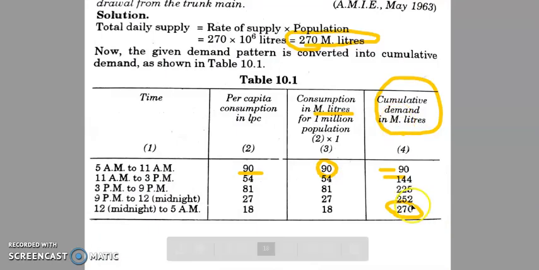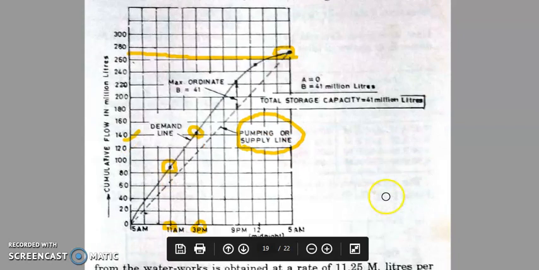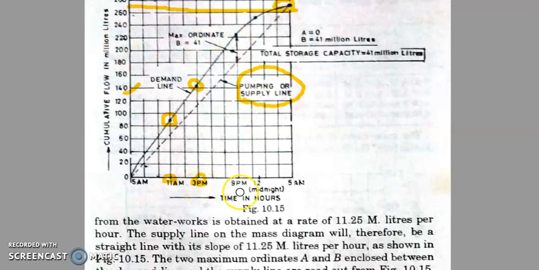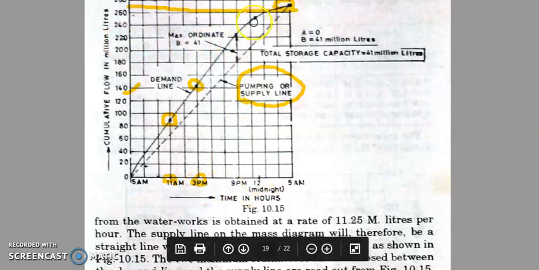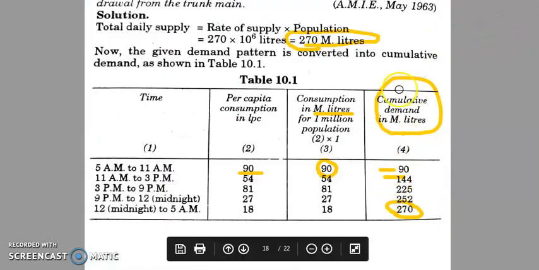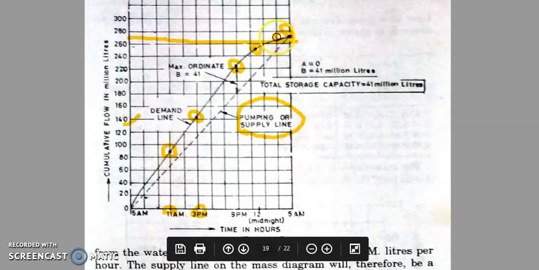Right. Next is 225, 252. Right, 225. 220 is here. That is in between 3 p.m. to 12. So here, sorry, 3 p.m. to 9 p.m. So 225 was here. Similarly, these 2 points. So all the values whatever is given in the fourth column, so 90, 144, 225, 252 and 270, all these values we are plotting, so you will get a curve like this, bending slightly.